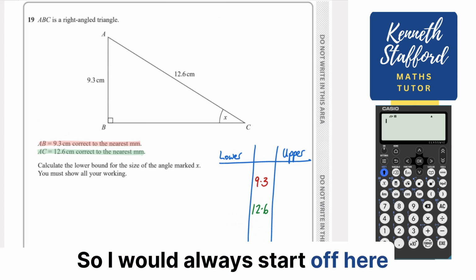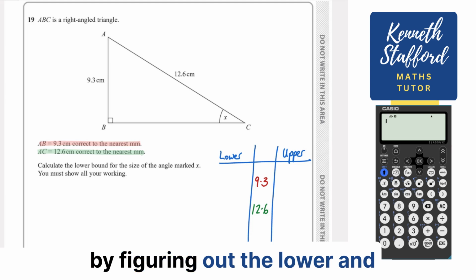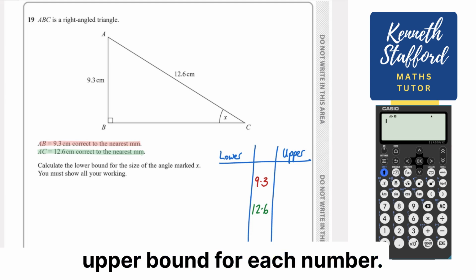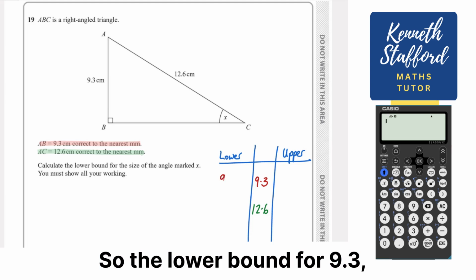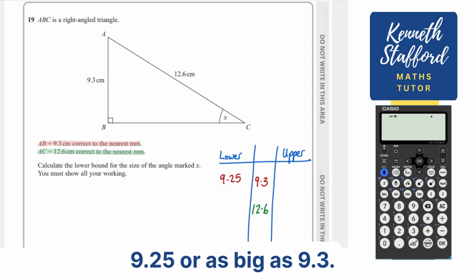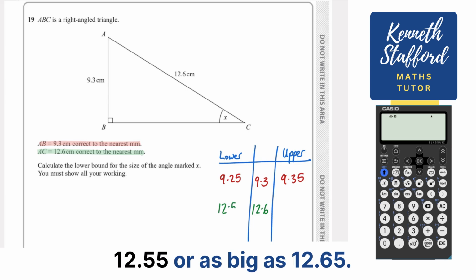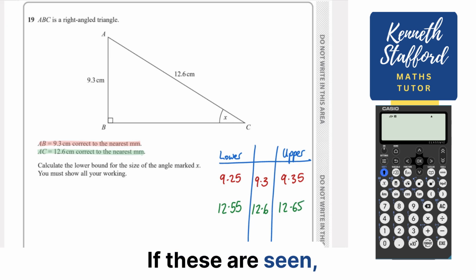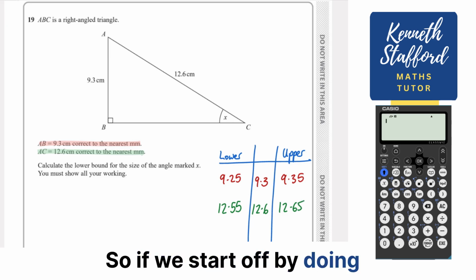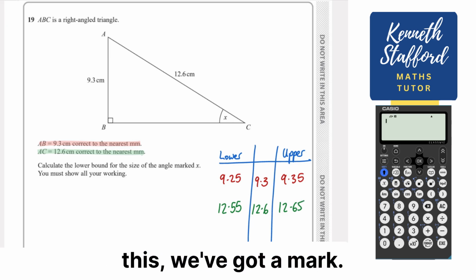So I would always start off here by figuring out the lower and upper bound for each number. The lower bound for 9.3, it could be as small as 9.25 or as big as 9.35. 12.6 could be as small as 12.55 or as big as 12.65. If these are seen, you'll get a mark. So if we start off by doing this, we've got a mark.